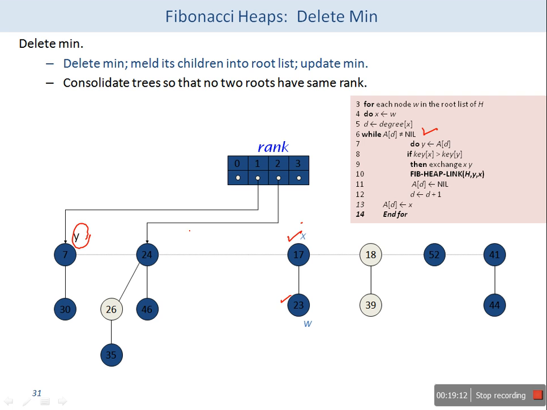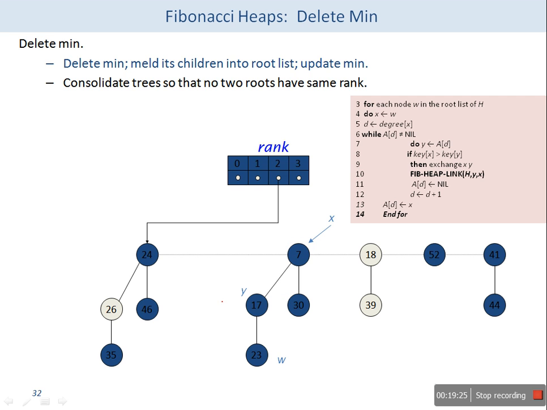Then again we have to check x and y. Because y is lesser, we have to exchange x and y. So x is pointing to this node and y is pointing to this node. After the exchange, we call the fib heap link; x would be the parent and y will be the child. Now the degree of x is 2, and 2 is also not nil, so the while loop is executed again. We have to link this 24, because it is now pointed to by y, and this is x. Which is minimum? 7 is minimum, no need to exchange, just link these two nodes.